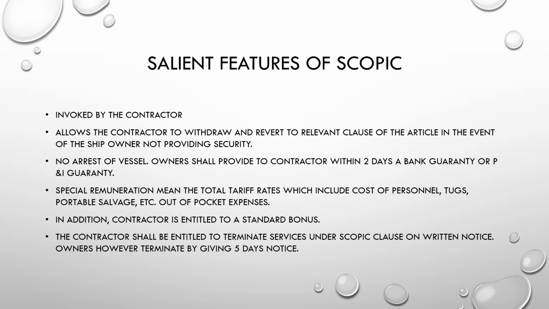So this clause was introduced to protect the salvors, or to encourage the salvors to render assistance to vessels in danger or in peril, even if complete success was not possible and damage to the environment could be prevented. Of course you know that a ship carries thousands of tons of oil, and if leaked into the sea, that can cause major environmental damage, which if prevented is also deserving of a special compensation, which was introduced by Scopic.